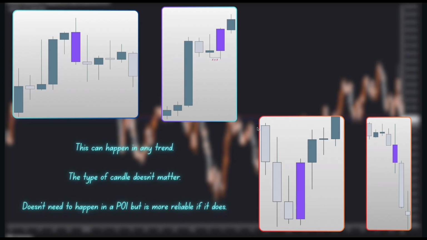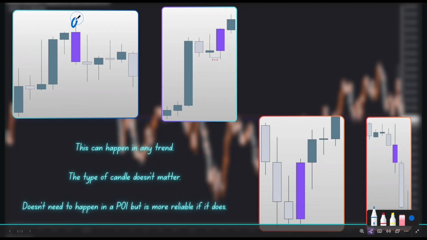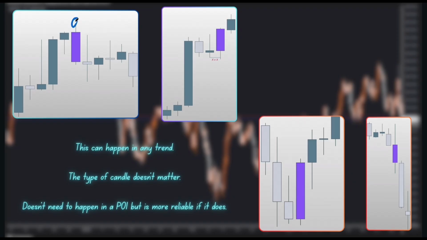Now here you can see this candle right here. That candle's wick swept that previous candle's high, but what did it do? It closed down here, right? That is how a manipulation candle looks.